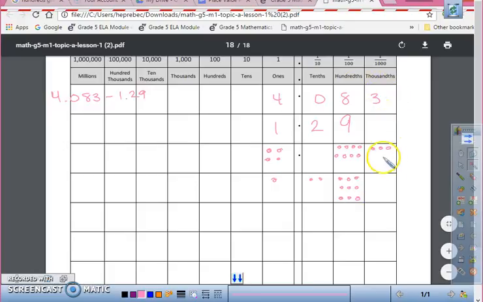Okay, so let's take 3 minus 0, and 3 minus 0 is 3. Now I have 8 minus 9. Now I cannot take 9 from 8. I don't have anything in the tenths place, so I'm going to have to go clear over to our ones place. And remember, 10 tenths equals 1 whole.